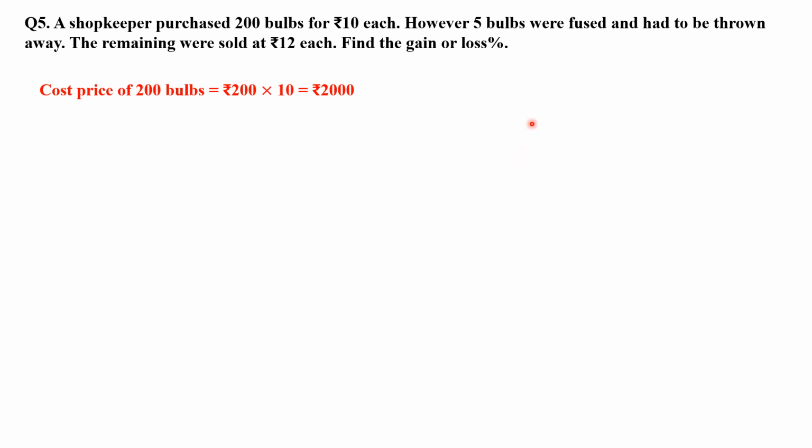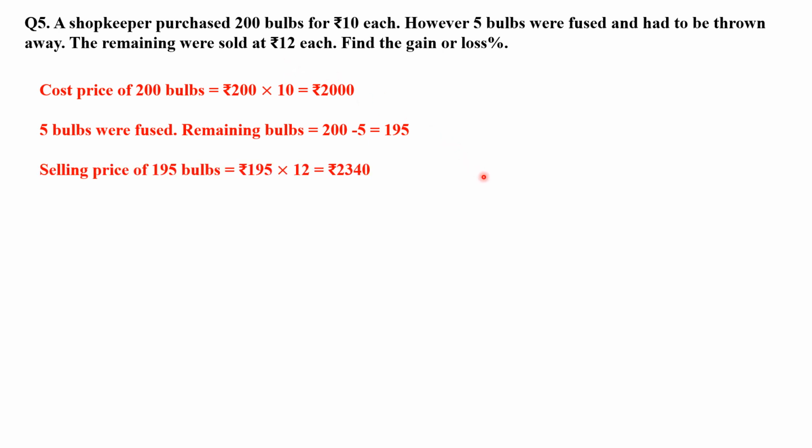Now after that, what happened? The 5 bulbs were fused. So you have to subtract those 5 bulbs from the total of 200 bulbs. So now the remaining is 195 bulbs, and they sold these 195 bulbs at 12 rupees each. So the selling price will be 195 into 12, which is 2340. So you can see cost price was 2000, selling price is 2340.